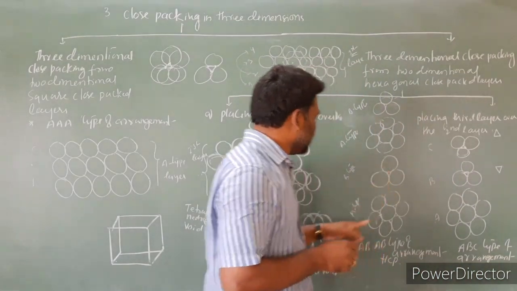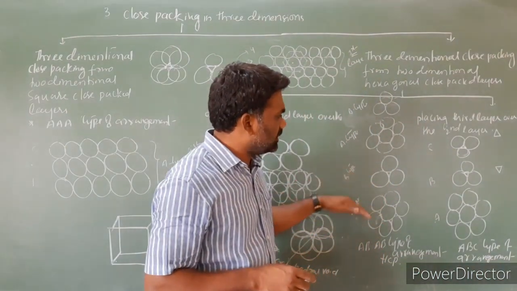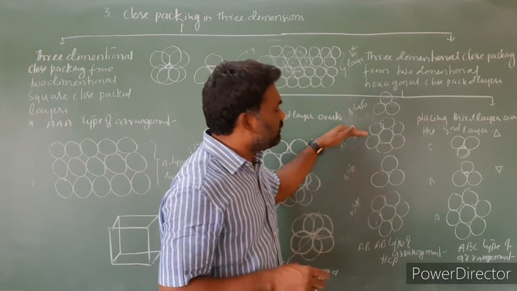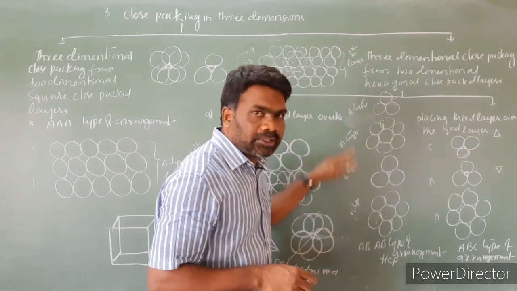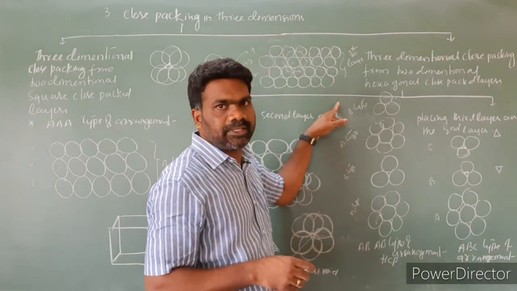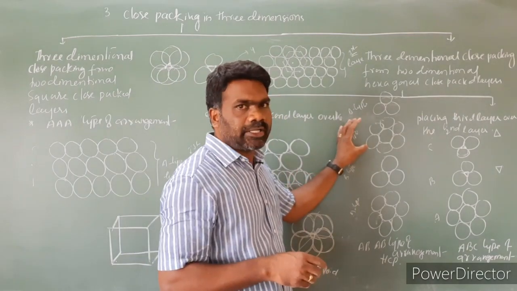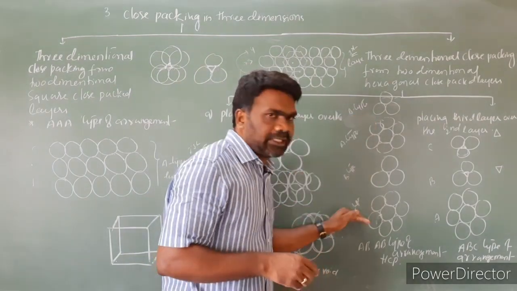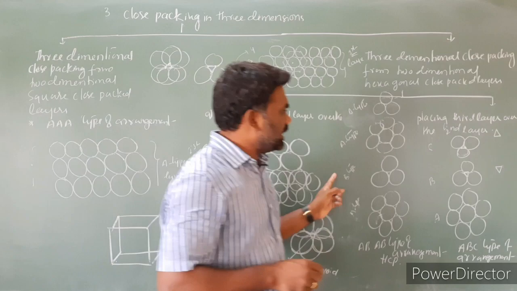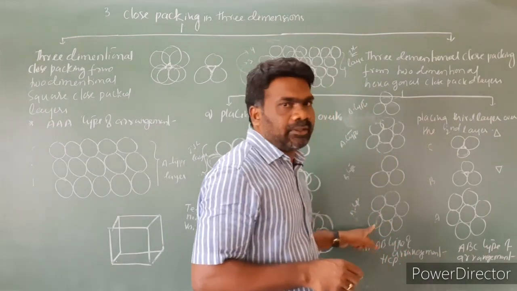The first way: this is the first layer, this is the second layer, and the third layer is similar to the first layer. This is the AB type of arrangement. Here is the second layer, and from here we place the third layer, which is similar to the first layer. AB type of arrangement.